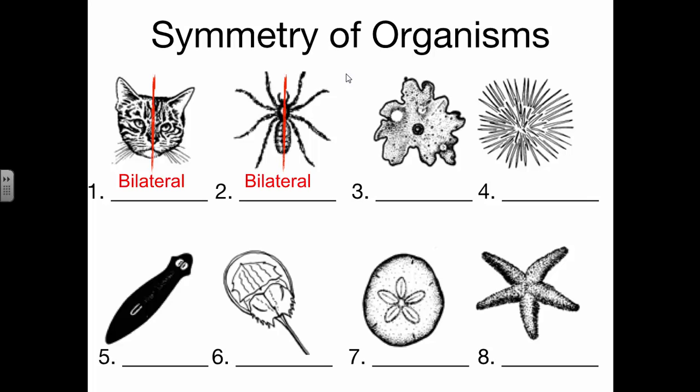That's bilateral symmetry. How about this amoeba? Asymmetry. How about a sea urchin like this? Christopher. Jeremy. Radial symmetry. Correct. Those spikes are oriented in a circular pattern. This planaria?